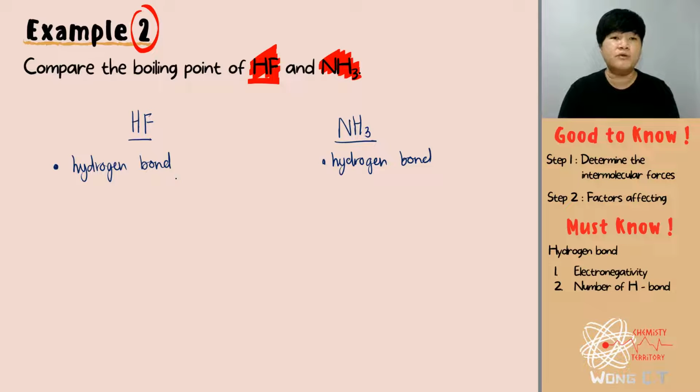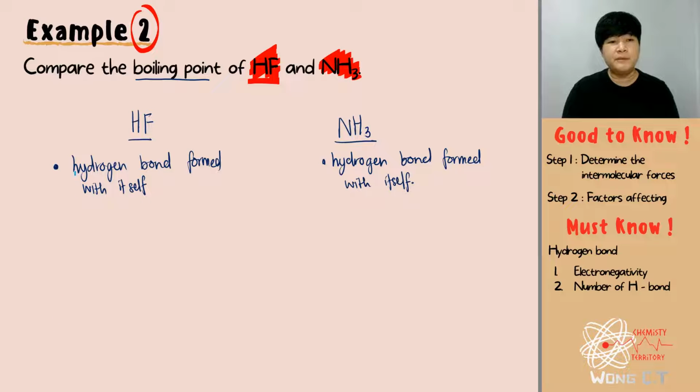The hydrogen bond that we are talking about is the hydrogen bond formed with itself, with the same molecule. Alright? Because we are talking about boiling point, we are not talking about solubility. So the hydrogen bond must be formed within the same molecule. So the problem that arises right now is both have hydrogen bond. When both have hydrogen bond, you need to recall that hydrogen bond is affected by what factor?